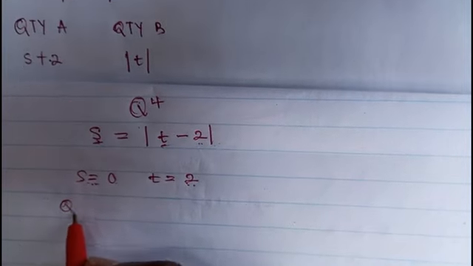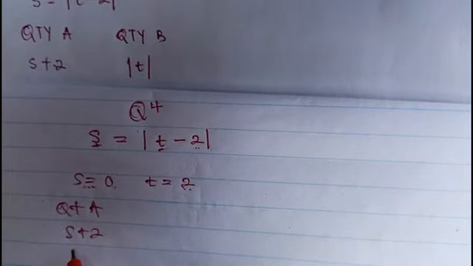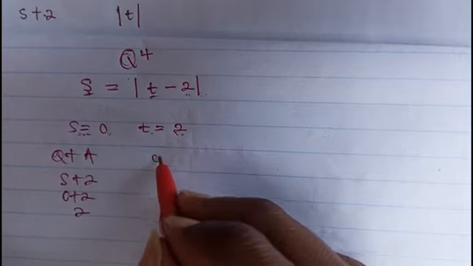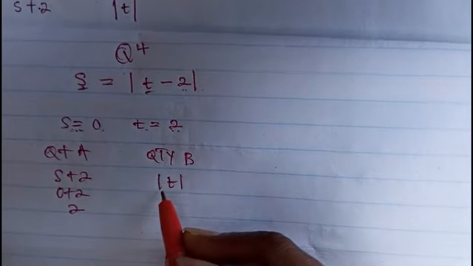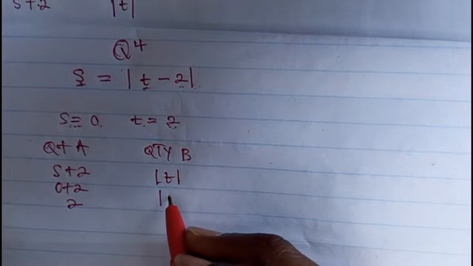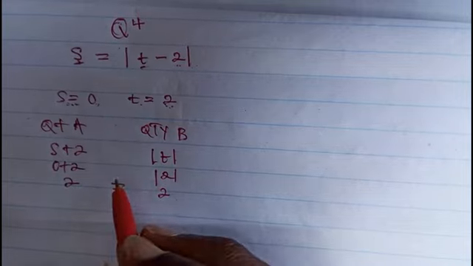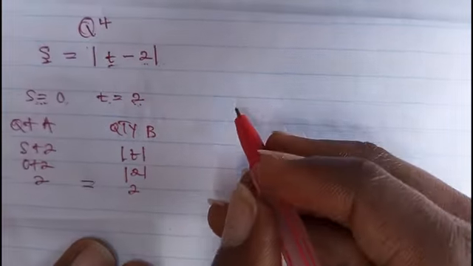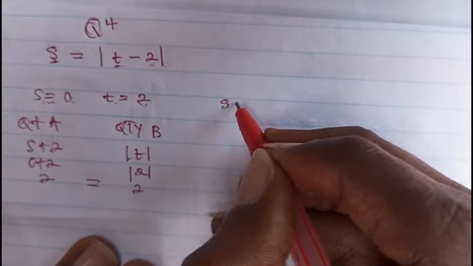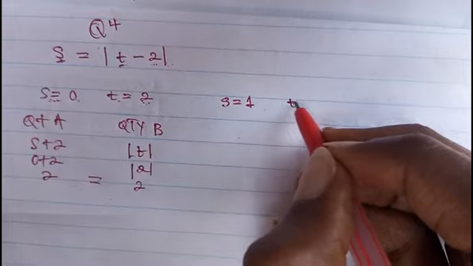Now quantity A says x plus 2, and now x is 0, so we have 0 plus 2, which is 2. Quantity B says absolute value of t, and absolute value of t here is absolute value of 2, which is still 2. Now for this case, these two are equal, but we will not conclude at this point. So let us try other values of x and t. So we want to check for x equal to 1, and we want to check for t equal to 1.